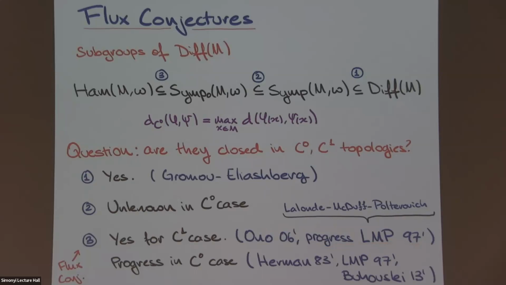And in the C0 case, a lot less is known. It's pretty much open. And there has been progress by Hermann, who proved it for symplectic tori, and some progress by Lalonde, McDuff, and Polterovich in the same paper. And the state of the art is by Buhovsky in 2013. And I'll go over some definitions before I can tell you what the progress was in the C0 case.